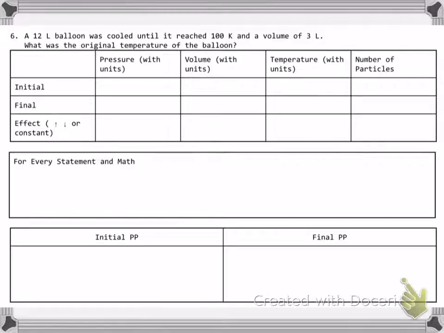So right away, I'm going to go ahead and fill in the initial original temperature of the balloon with an X, and then all the other numbers. So it says the 12-liter balloon was cooled. So initially the balloon was at 12 liters and we cooled it until we got to 100 Kelvin and volume of 3 liters.